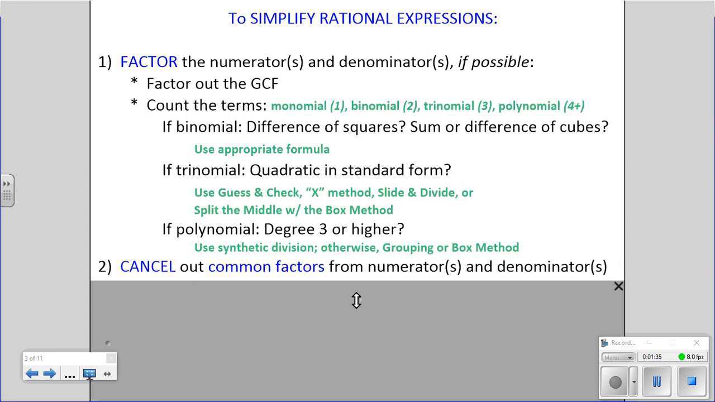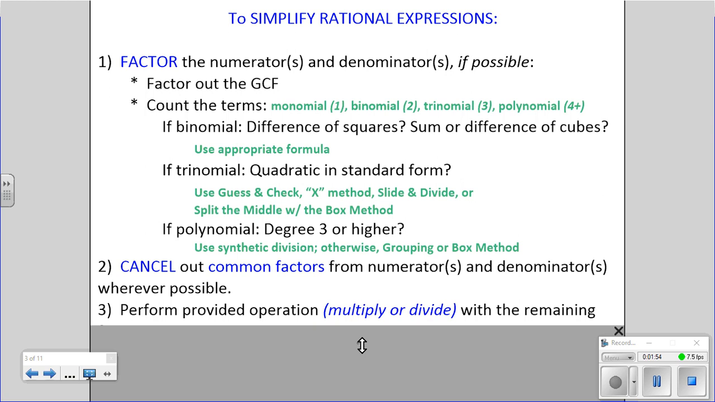Number two, once you've factored, you want to cancel out the common factors from the numerator and the denominator. So the common factors have to be on top and bottom of each other. It doesn't have to be directly on top and bottom, but one has to be on the top, one has to be on the bottom.